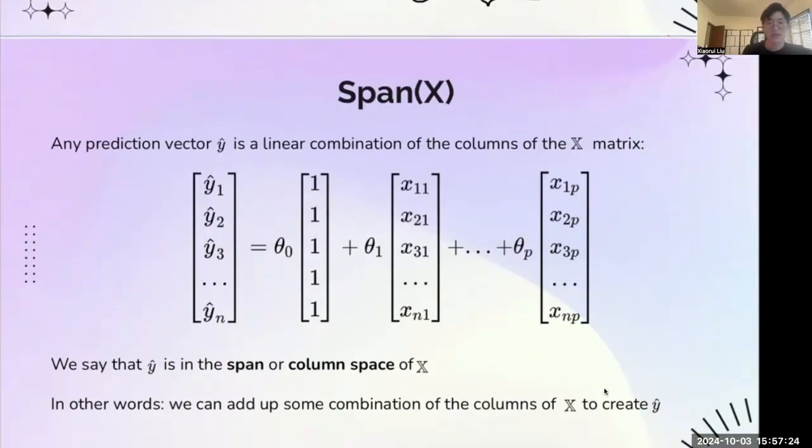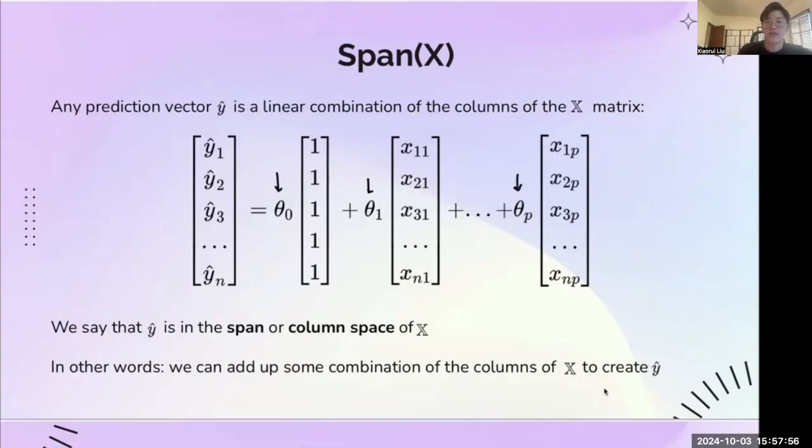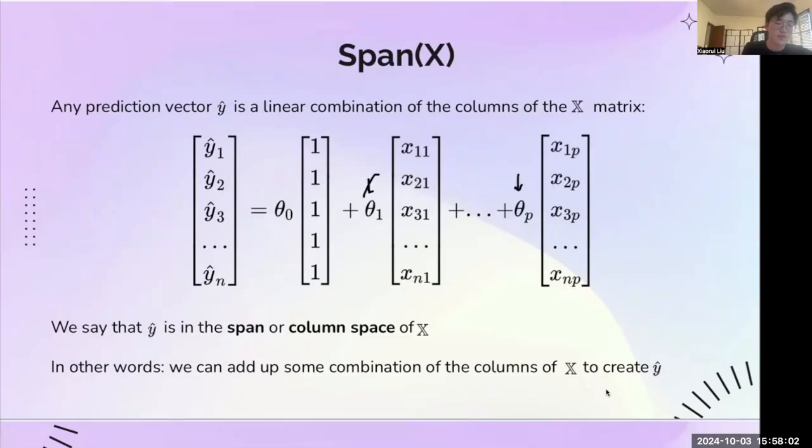One important thing to notice is that any prediction that we make has to be a linear combination of the columns in the X matrix. So we could say that y hat is in the span or column space of X. In other words, we can add up some combination of the columns of X to create y hat. And why this is important is it basically restricts us to choosing our parameters to optimize for the span of X. We can't just add arbitrary data in some areas of our matrix to make our model better. We have to go off what is given to us in our design matrix.